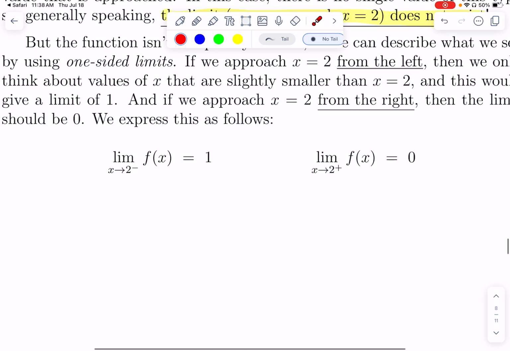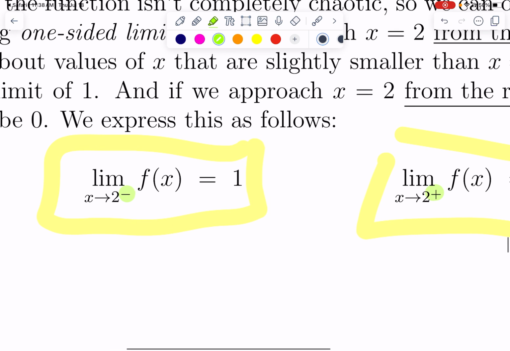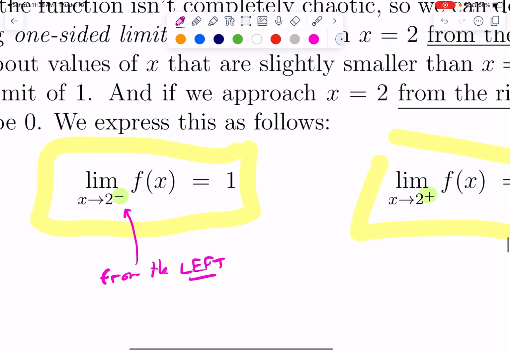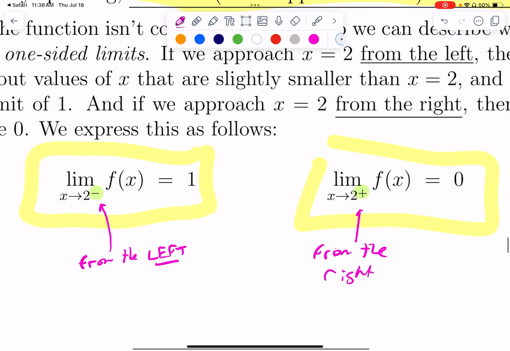So here is how we would write this. I have this limit here and this limit here, and you'll notice there's this little extra symbol here. This is not positive 2 and negative 2 because it's coming after the number. This, all by itself, is just our little signal that means from the left, because the negative side of the number line is the same as the left side of the number line. And this means from the right. So that's kind of the trick.